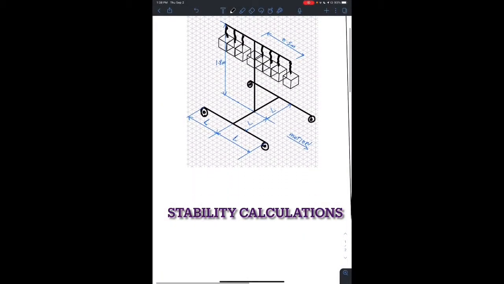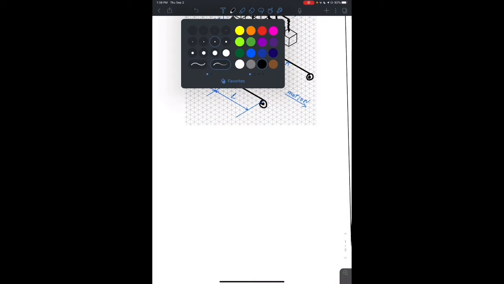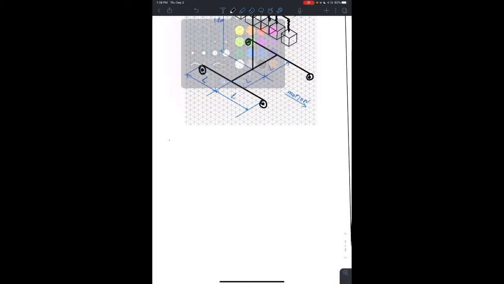Good day. So we're on to design exercise 2, where we are required to do some calculations. The two calculations we're going to look at, which will be applicable for your first project, are stability calculations and strength calculations.